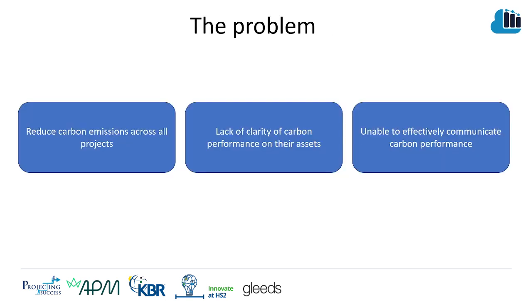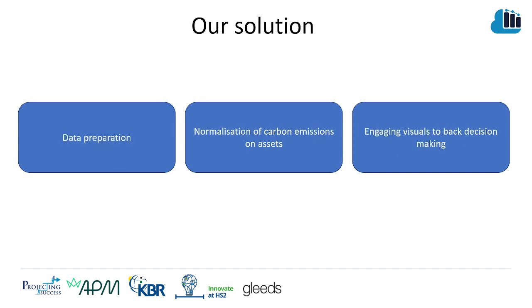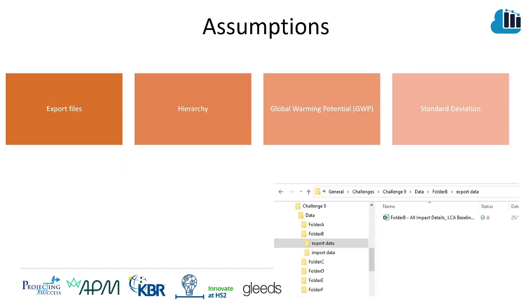So to summarise, they want to reduce carbon emissions across all projects, but because of a lack of clarity of carbon performance on different types of assets, they are unable to effectively communicate carbon performance. The solution that we have was threefold: data preparation to combine all of our export files across a number of different assets, a way to then normalise our carbon emissions into a singular unit in which to measure, and then input that into a Power BI report to create engaging visuals for decision making.